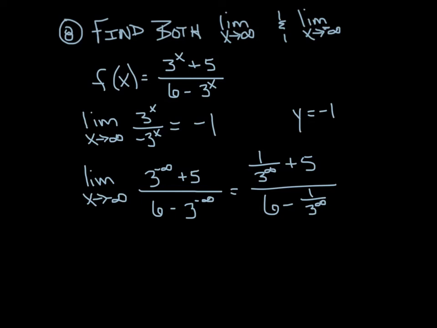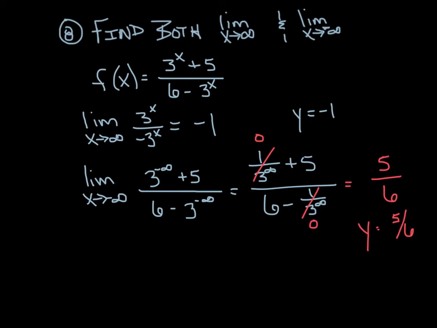So 1 divided by a really, really, really large number is basically 0. So this whole thing is a 0. And same thing here, that's a 0. And so 0 plus 5 is really 5, and 6 minus 0 is really 6. So what we just proved is that y equals 5/6 is the second horizontal asymptote, so there are 2 different ones.